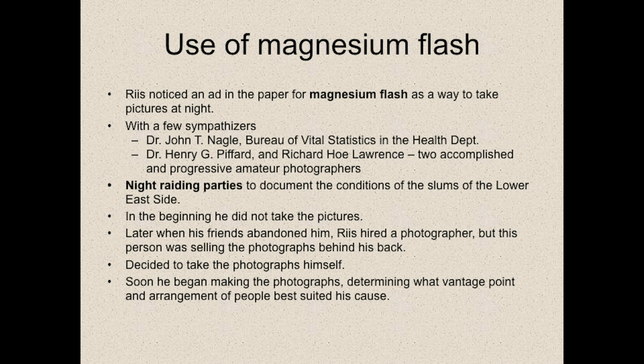In the beginning, Riis did not take any pictures. Later, when his friends abandoned him, because they didn't want to go out every night and take pictures, Riis hired a photographer, but this person was selling the photographs behind his back. He decided to take the photographs himself, and soon he began making the photographs, determining what vantage point and arrangement of people best suited his cause.